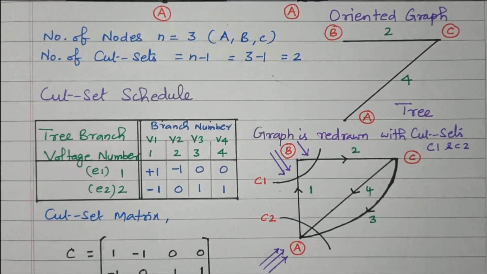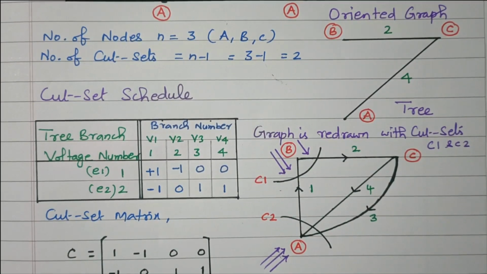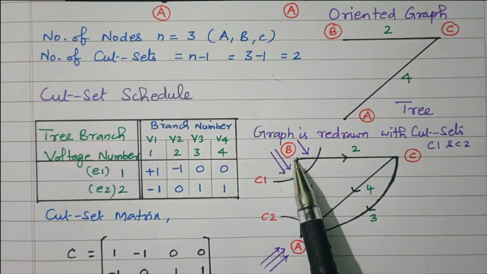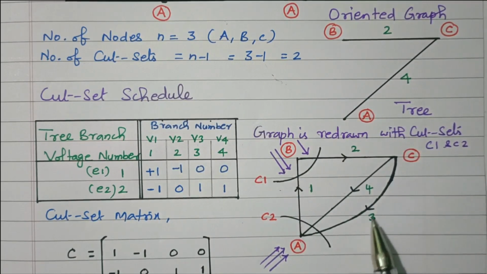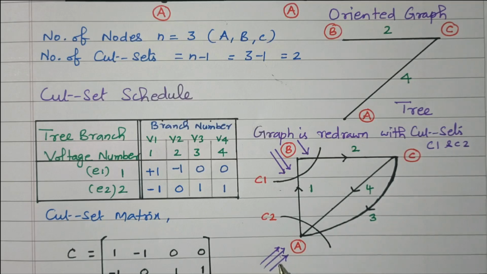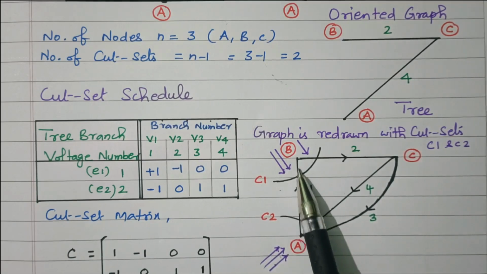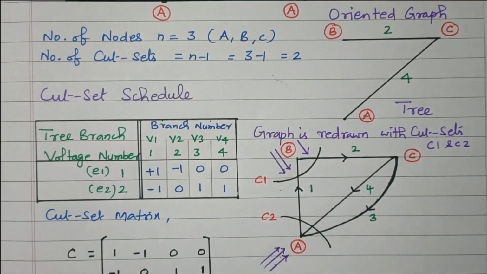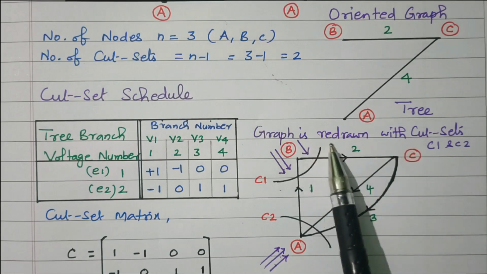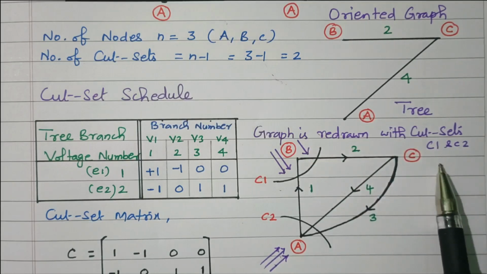So in the tree, the branches not covered will form the cut set. Branch 1 is not covered, and 3 is also not covered. So 3, not covered at node A, forms one cut set. This is the cut set. At node B, branch 1 is not covered, and that forms another cut set. So C1 and C2. The graph is redrawn with the cut sets C1 and C2.